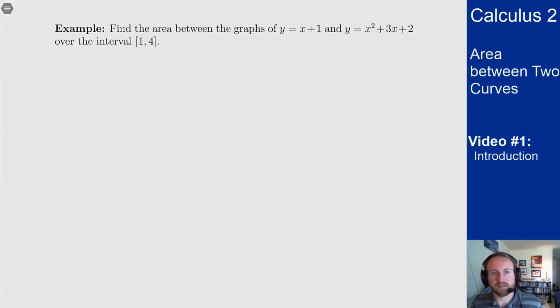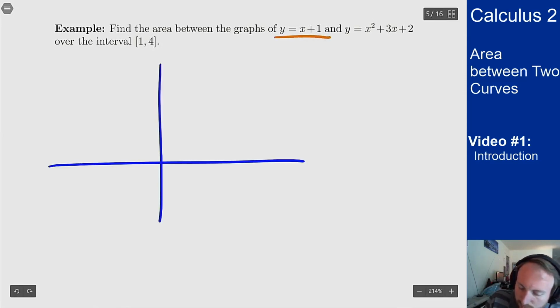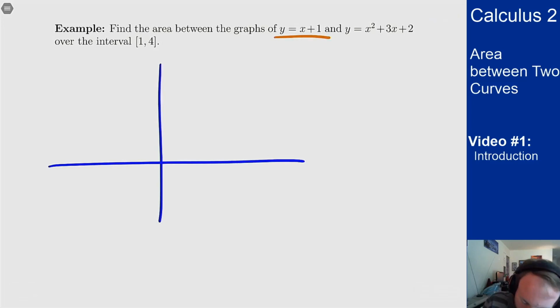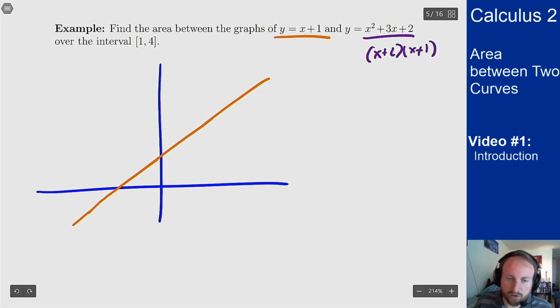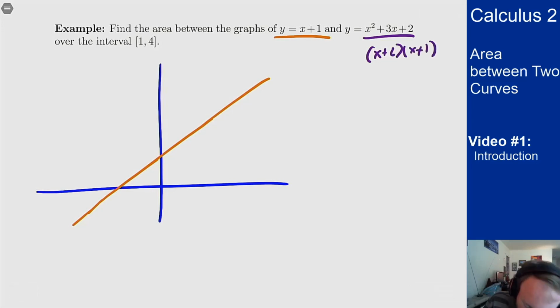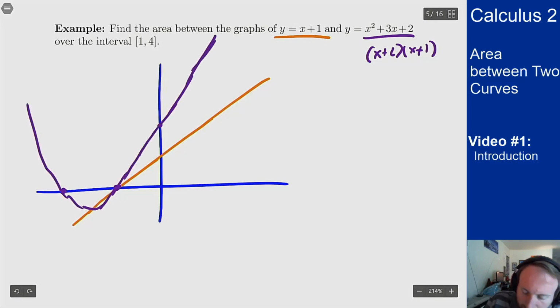There's an example on this. Find the area between the graphs of y equals x plus 1 and y equals x squared plus 3x plus 2 over the interval 1 to 4. So we'll start by drawing the graphs of these functions. y equals x plus 1 will be a straight line that crosses the y-axis at 1. This parabola here factors as (x plus 2)(x plus 1), so it's going to cross the x-axis at minus 2 and minus 1. For x equals 0, it hits at 2, so up here. Something like that. So the region we're looking for is between 1 and 4, the area between these two curves.